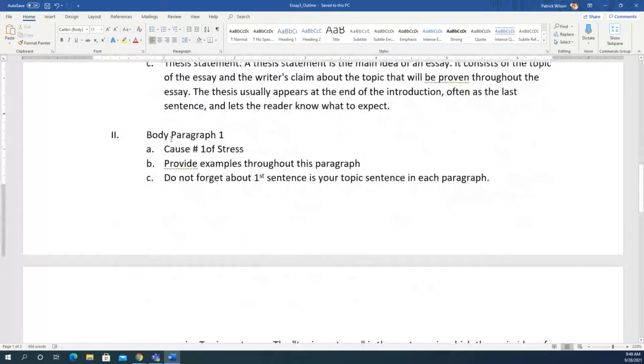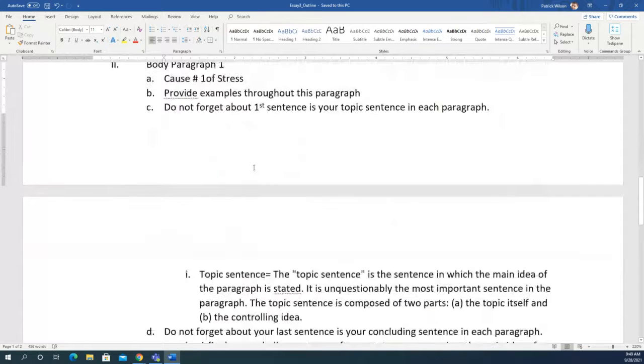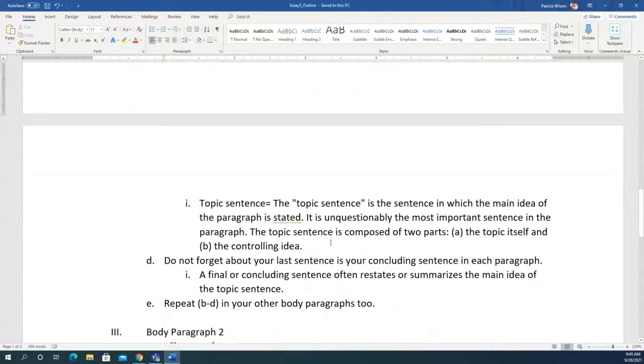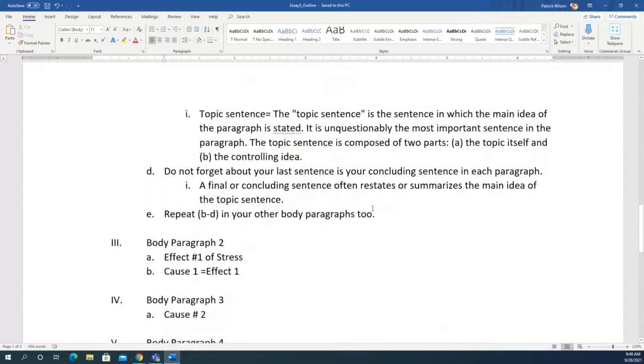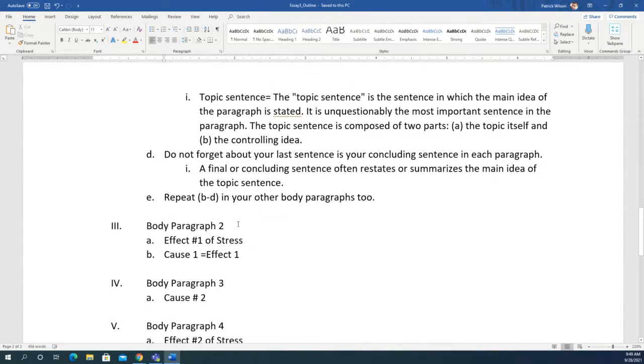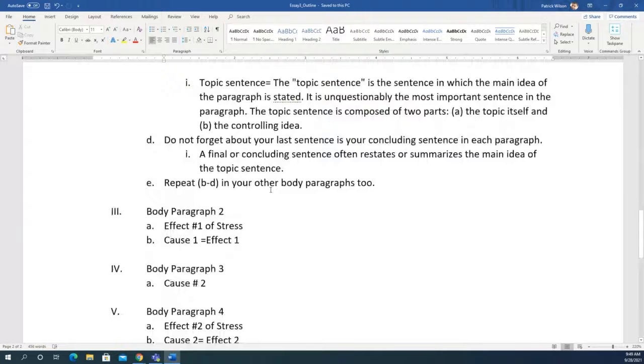And then if you look, body paragraph, cause 1, provide examples. Make sure that for each one of your body paragraphs, that first sentence is your topic sentence. I'll go through and talk a little bit more about topic sentences here. We talked about topic sentences in week 1 and week 2. This is really stuff that you should have learned in 2nd and 3rd grade. This should all be reviewed as it relates to writing papers: as it relates to an introduction, to body paragraphs, to conclusions, to thesis statements, to topic sentences, and to concluding sentences, because the last sentence of each paragraph needs to be a concluding sentence. And for each one of your multiple body paragraphs, because you're going to have more than 3, you're going to repeat B through D that I basically list here.